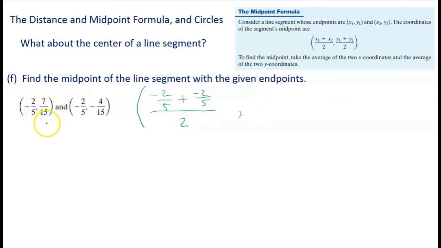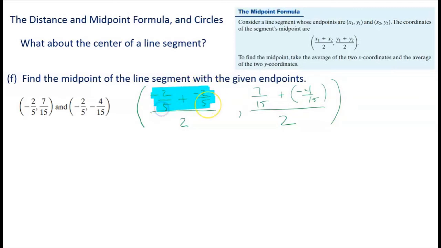And then average the y's. So 7/15 plus negative 4/15, and then divided by 2. Now, honestly, they made it easy for us again. Because when I add negative 2/5 plus negative 2/5, I already have a common denominator. That's the hardest part about adding and subtracting fractions, when you don't have a common denominator. So no problem. Negative 2 plus negative 2 is negative 4/5. Don't forget, we've got to divide that by 2. We'll handle that in a minute.